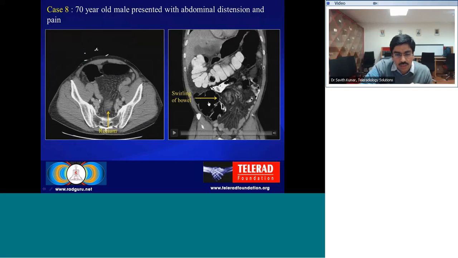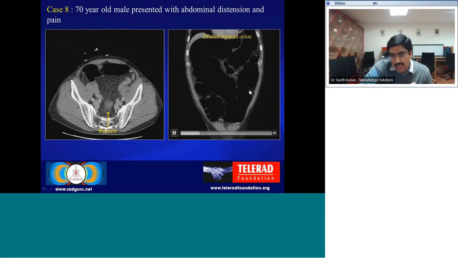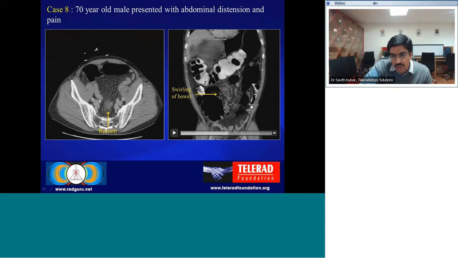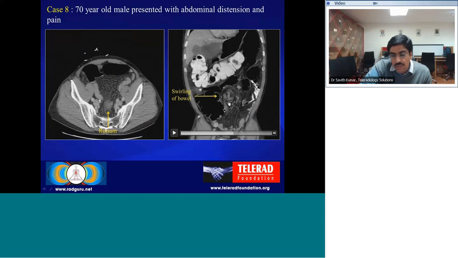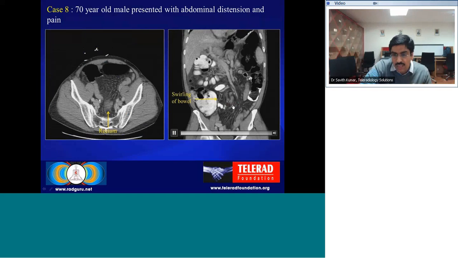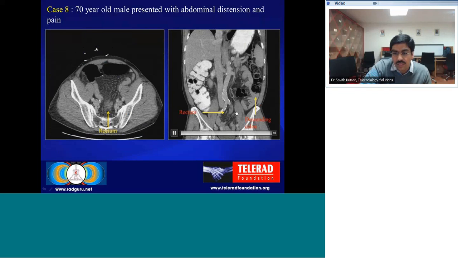So we'll see it on the coronal image. The dilated sigmoid colon is reaching up to the right upper quadrant. This is the site of transition with swelling of the bowel loops. And what we see is both the bowel loops are involved in the twist. So this is a mesenteroaxial type of sigmoid volvulus. Here both the bowel loops, or both the limbs, are involved in the twist.